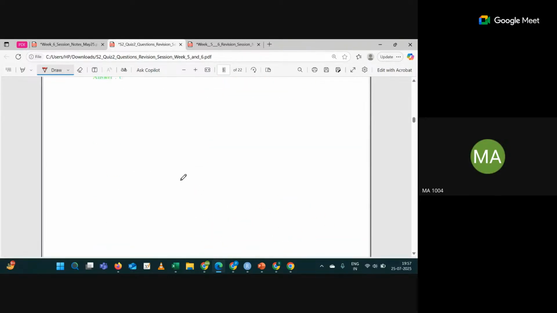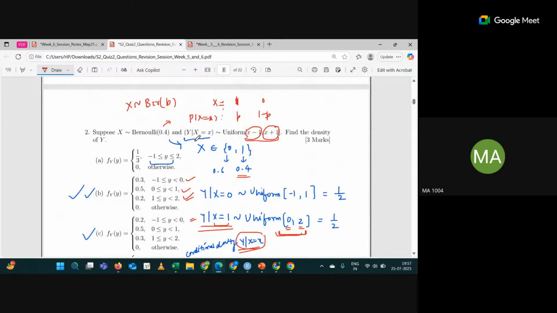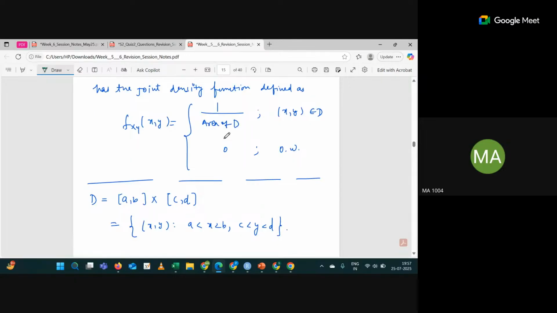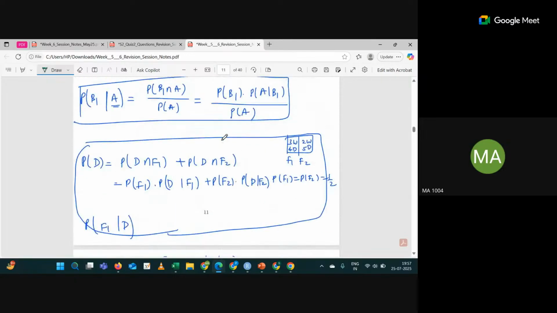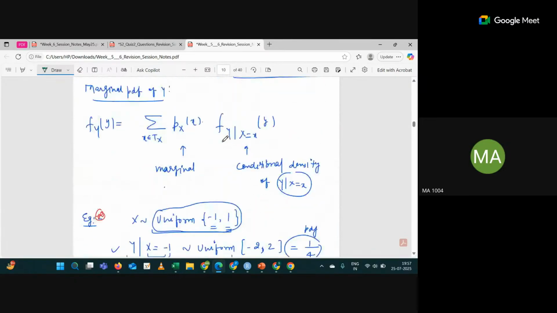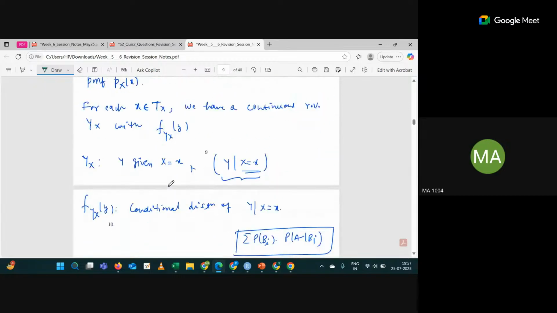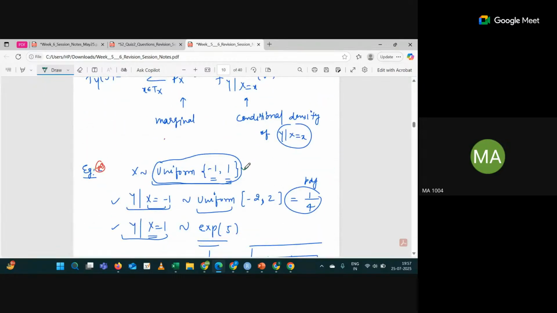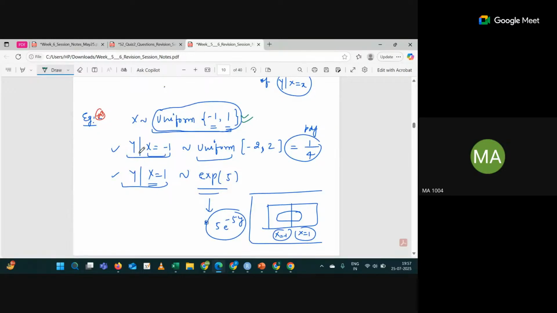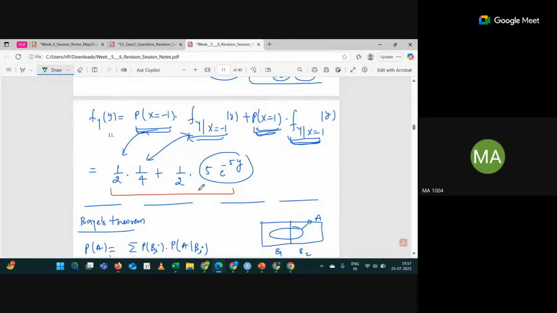In this question, if you see the second one, x is discrete and y is the conditional probability, sorry, continuous. We solved these questions. Here we solved another question where x is discrete, x is uniform, and y was conditional, Y given x equal to -1. This is continuous. Okay, we solved some questions.